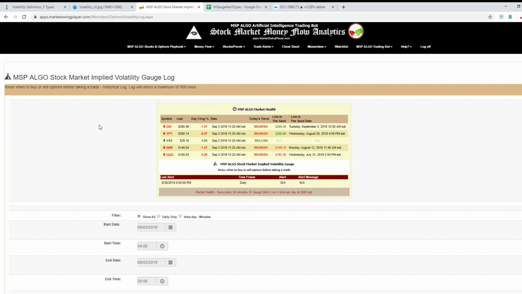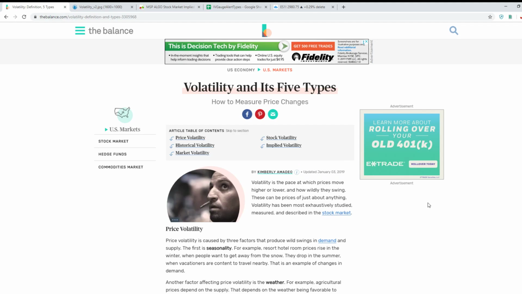Now, obviously, this is the implied volatility gauge, but there's other types of volatility. So, what exactly is volatility? There are 5 types, and basically, volatility is the pace at which prices move higher or lower and how wildly they swing. These can be prices of just about anything. But in this scenario, we're obviously talking about the stock market, okay?